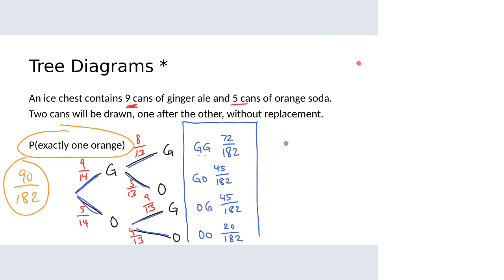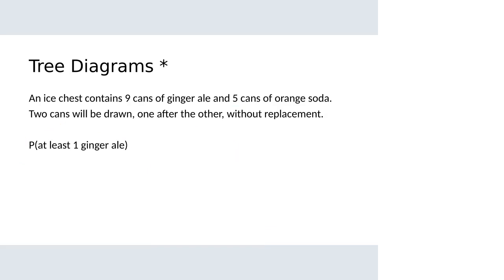With this sample space in mind, I want you to try a couple more questions. So now we've got our tree done, we've got our sample space done. Now it's just a matter of answering questions. Same setup, an ice chest with 9 ginger ale, 5 orange, 2 cans drawn, one after the other without replacement. Our question this time is, what's the probability of getting at least 1 ginger ale? And instead of a poll for this, I'll just have you type it for me.